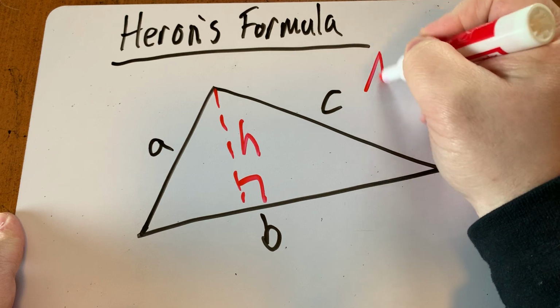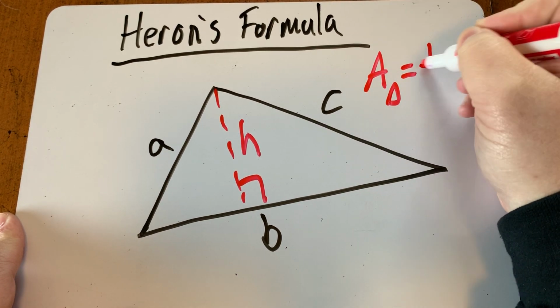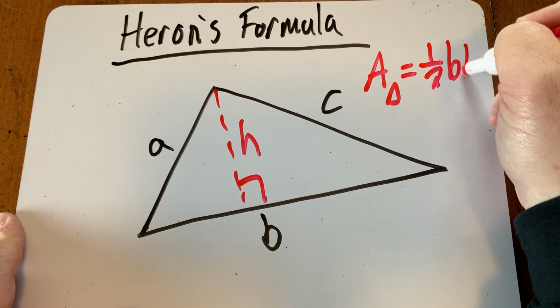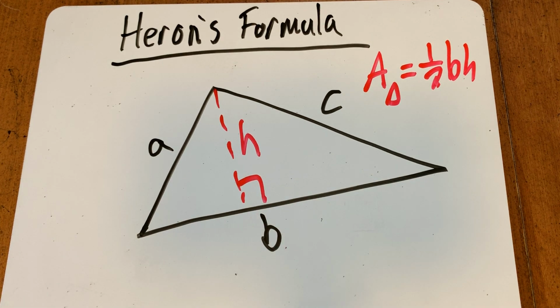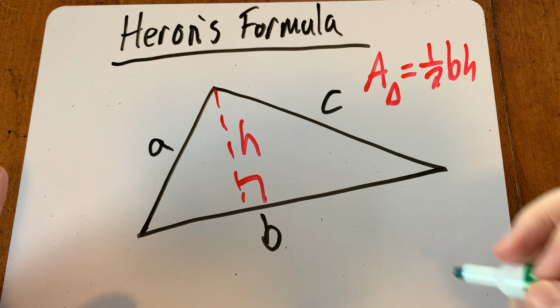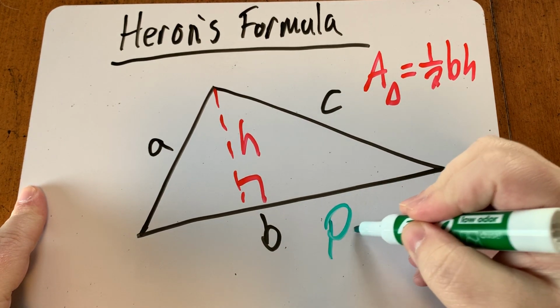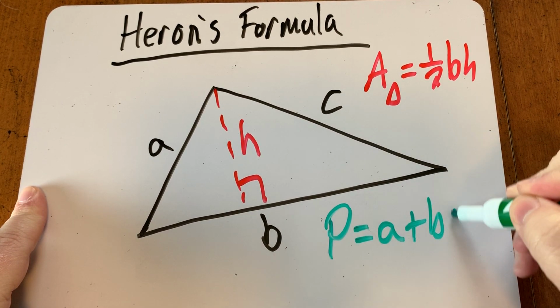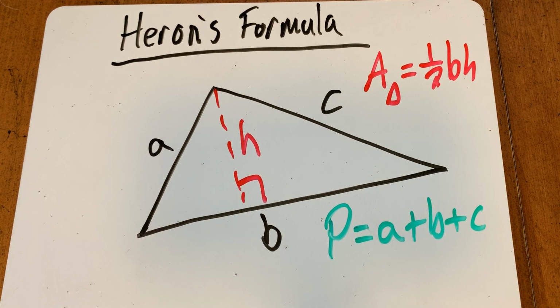So the area of the triangle is 1/2 base times height. But we don't know the height. That's the problem that we have here. We don't know the height. All we know is B, and we don't know H. The only thing we can figure out about this triangle with what we have is the perimeter. The perimeter is A plus B plus C. We're going to come back to that.